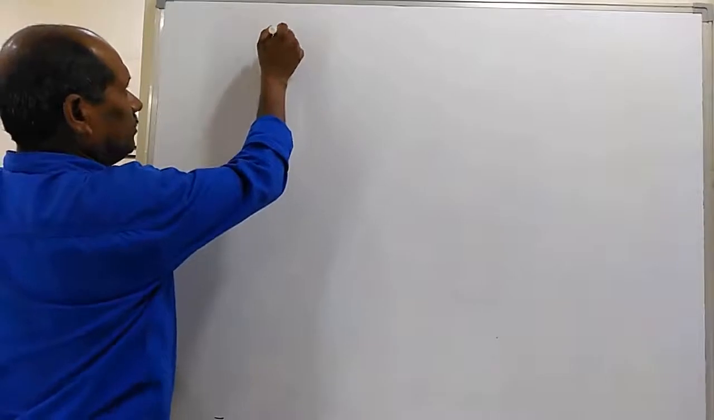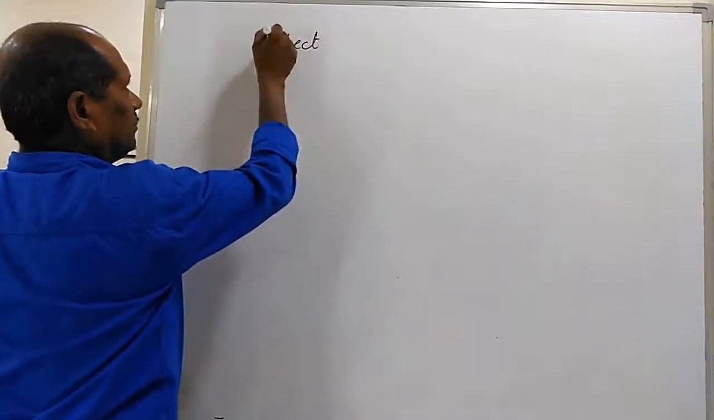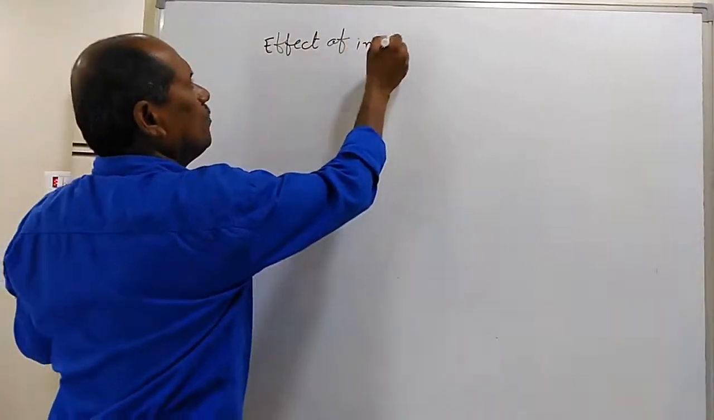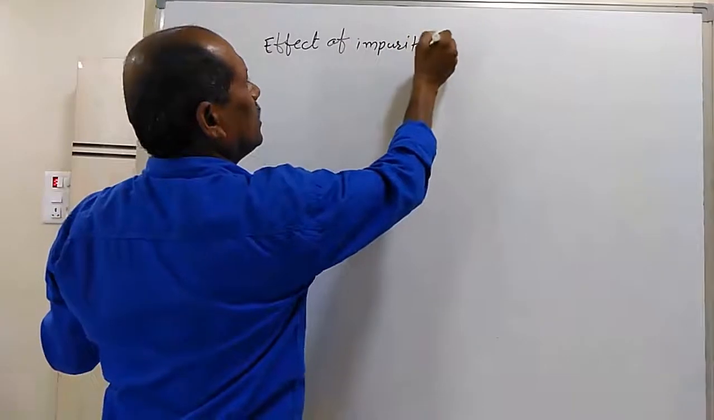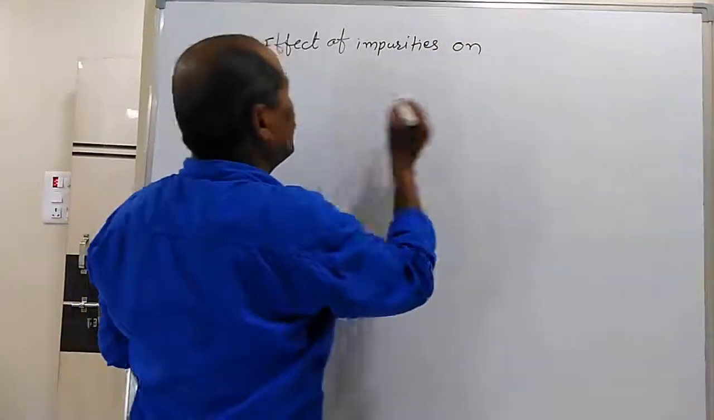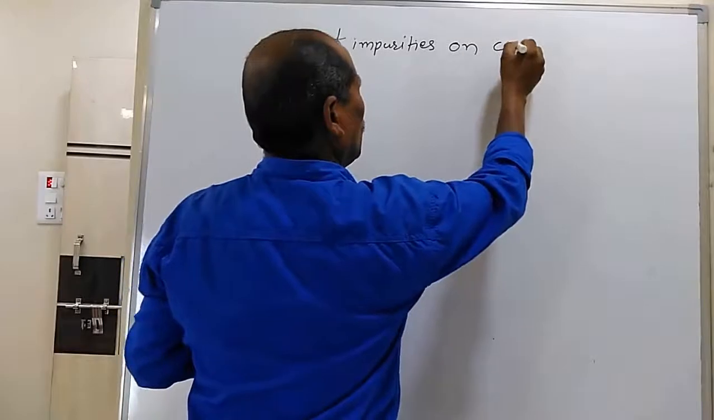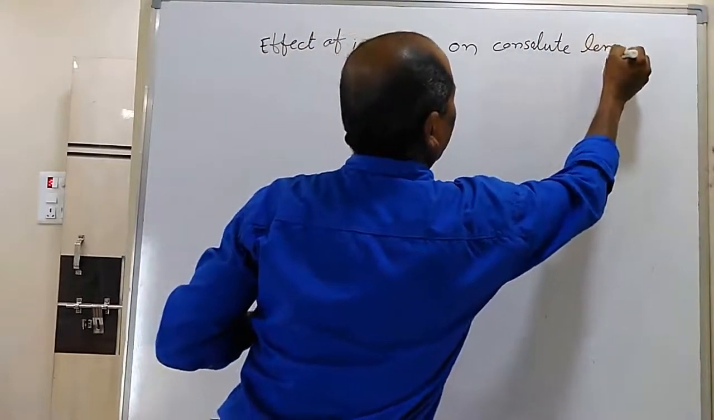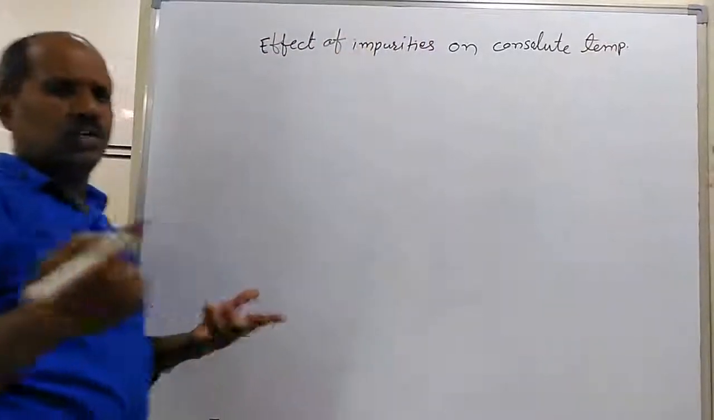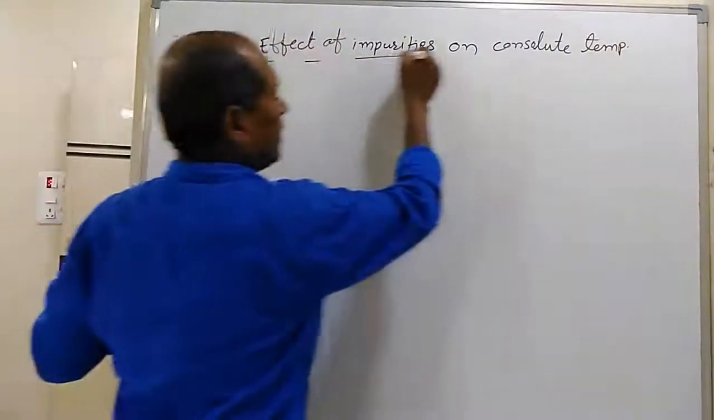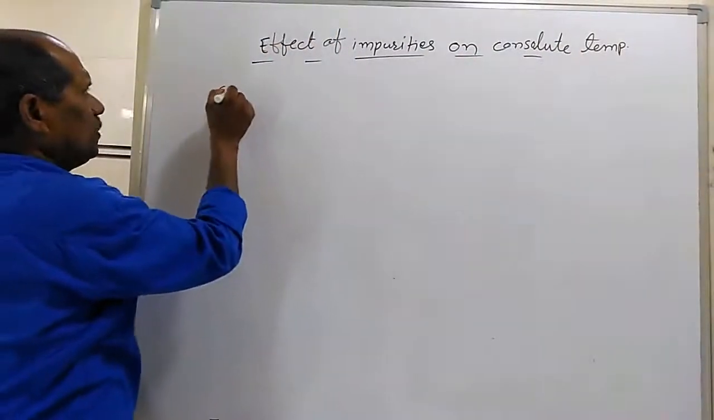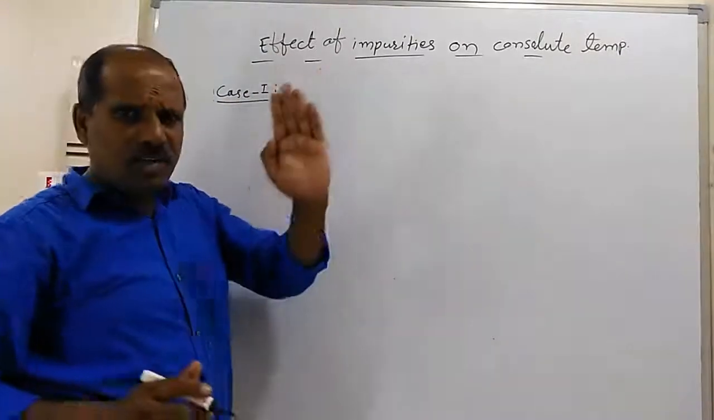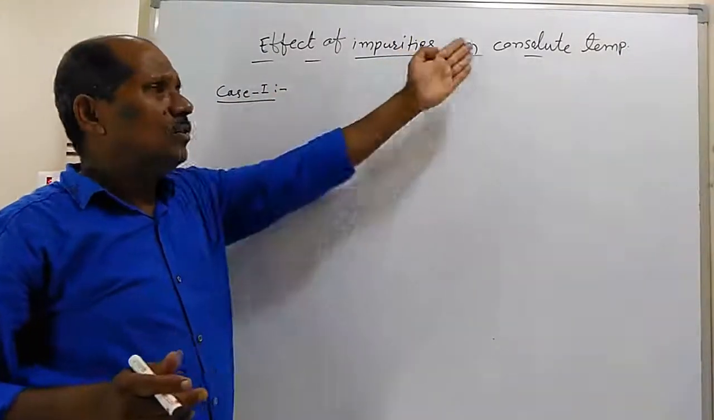Effect of impurities on consolute temperature or the critical solution temperature, and that is one and the same. Case first, impurities are creating an impact on the consolute temperature.